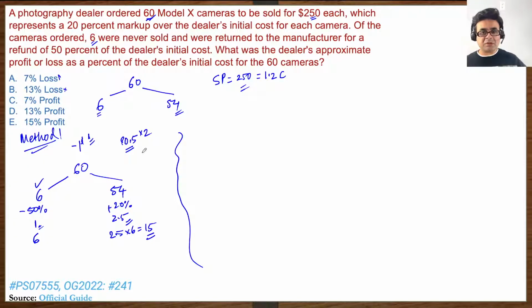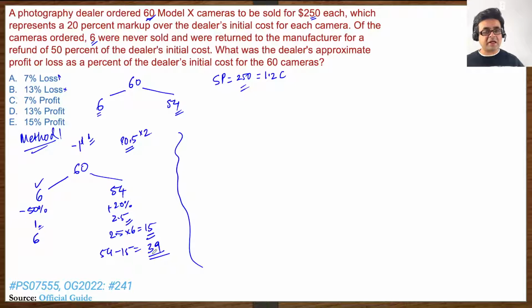How many are the remaining ones? 54 minus 15. These are the remaining ones on which I am making pure profit. Now, to be honest, when I am solving questions like this in GMAT, 39 is a multiple of 13, and I see only one option with 13% profit. I would likely just stop here, put 13% profit and move on. Question solved.